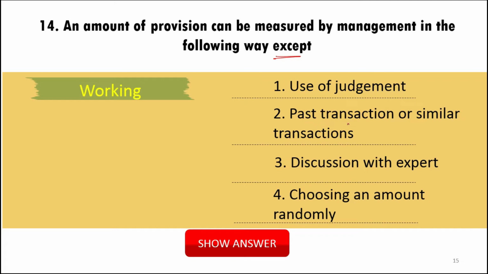On the basis of past transaction or similar transaction, yes, it is also used by the managers. They can take the past transaction and similar transactions to decide the amount of provision. A discussion with an expert, yes, it is also possible, they can do that, but choosing an amount randomly, no, this is an exception. So your correct option will be the 4th one. This is an exception.